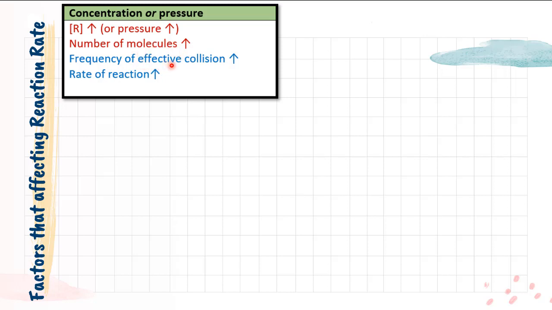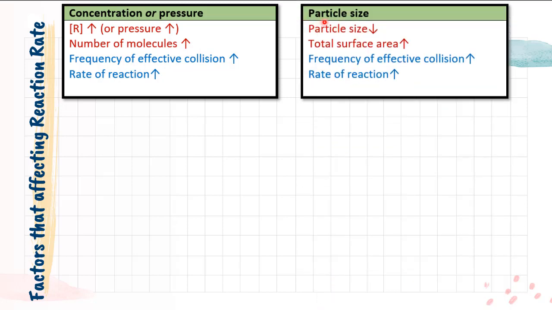The second factor that affects the rate of reaction is the particle size. When you have a smaller particle size, the total surface area increases. Therefore, the frequency of effective collisions increases and the rate of reaction increases. If you have a bigger particle size, the total surface area becomes smaller, the frequency of effective collisions decreases, and the rate of reaction decreases.